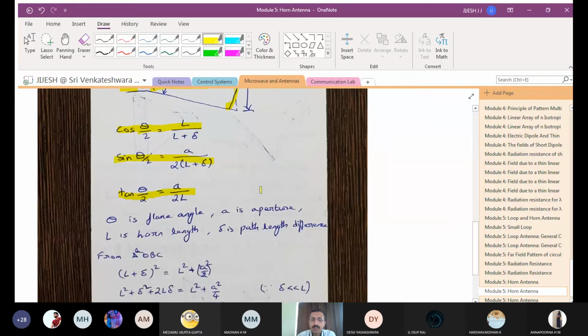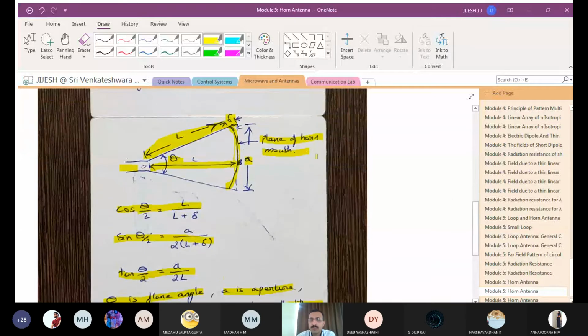So theta is the flare angle, A is the aperture, L is the length of the horn antenna, and delta is the path length difference. When you take the small portion, that is called the path length difference, delta. So this side will be L plus delta, and this portion will be L.